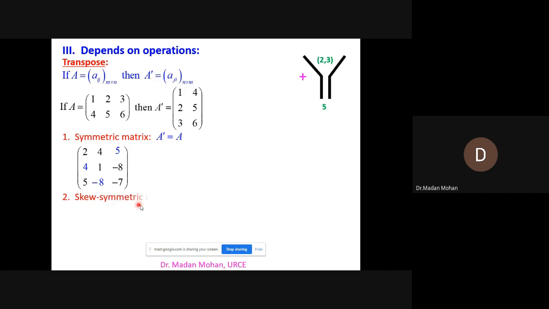Skew symmetric matrix. A matrix is said to be skew symmetric if A transpose is minus A. An example to it. Observe this. Now, these are zeros. Now tell me X, Y, Z so that this is skew symmetric. What is the X value so that it is skew symmetric?